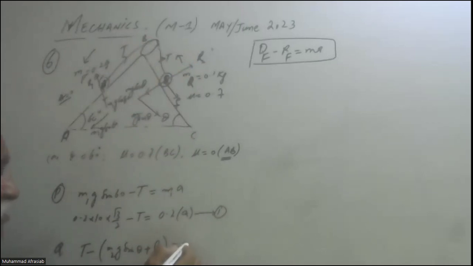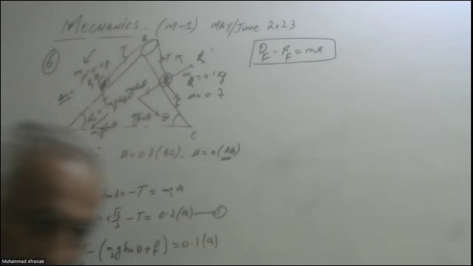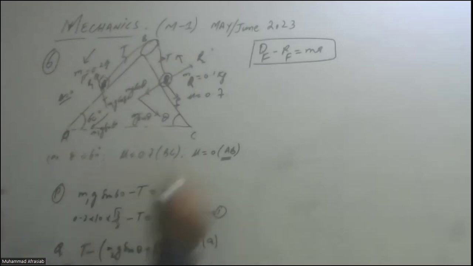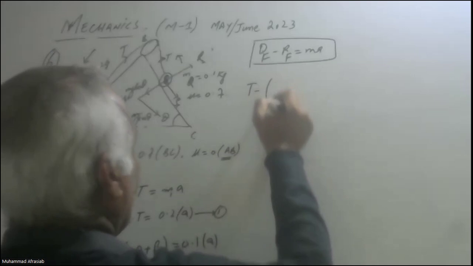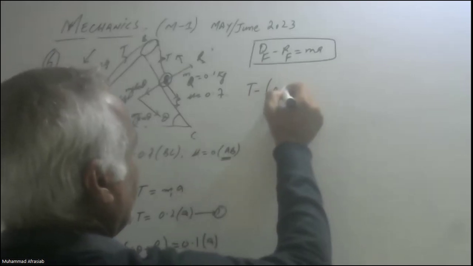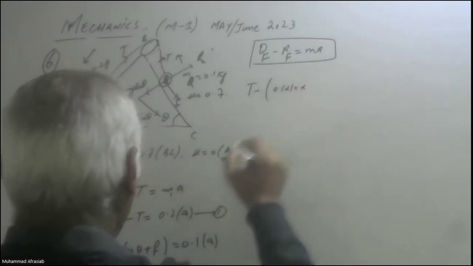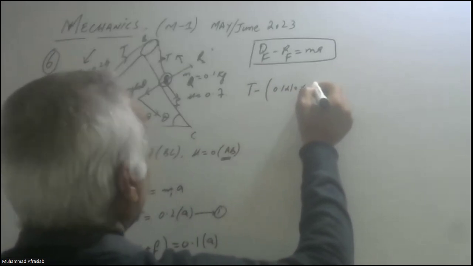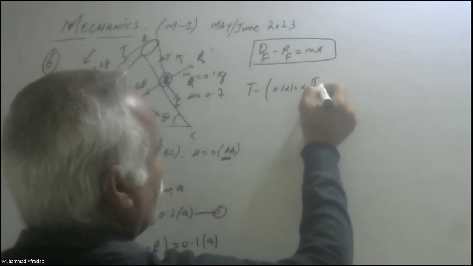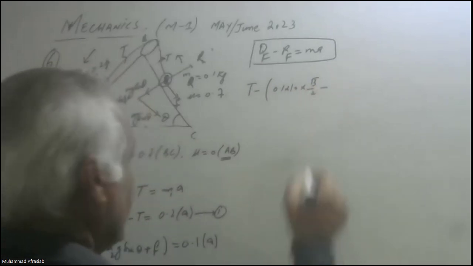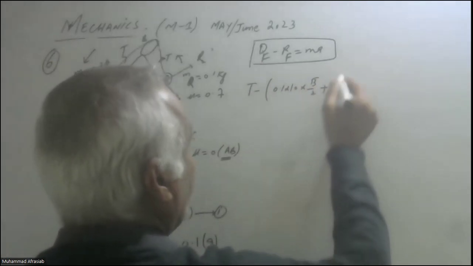is equal to 0.1 into acceleration a. So tension minus m2 is 0.1 into g is 10 into sine of 60 is root 3 over 2, minus, this is plus frictional force.